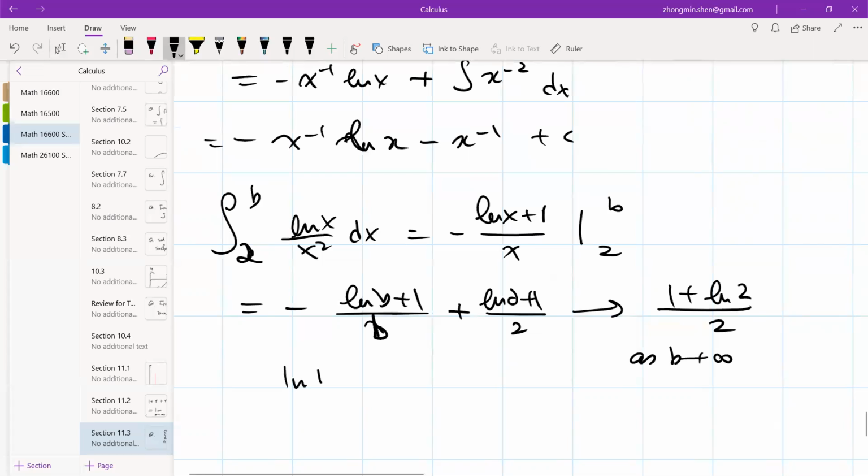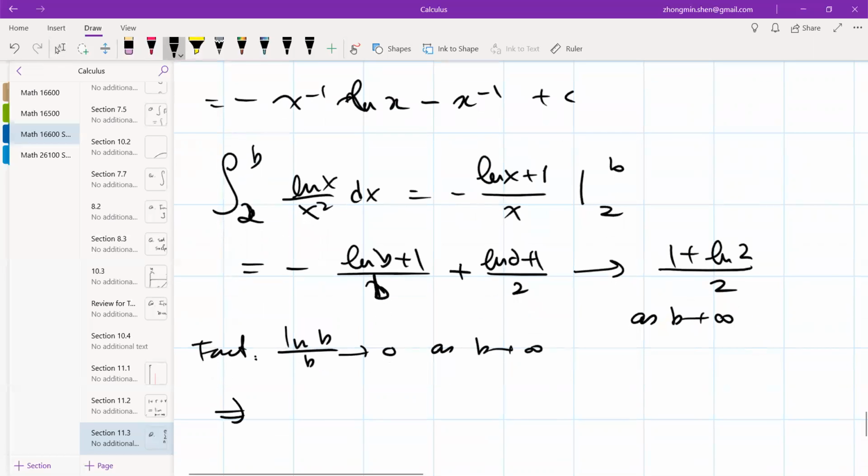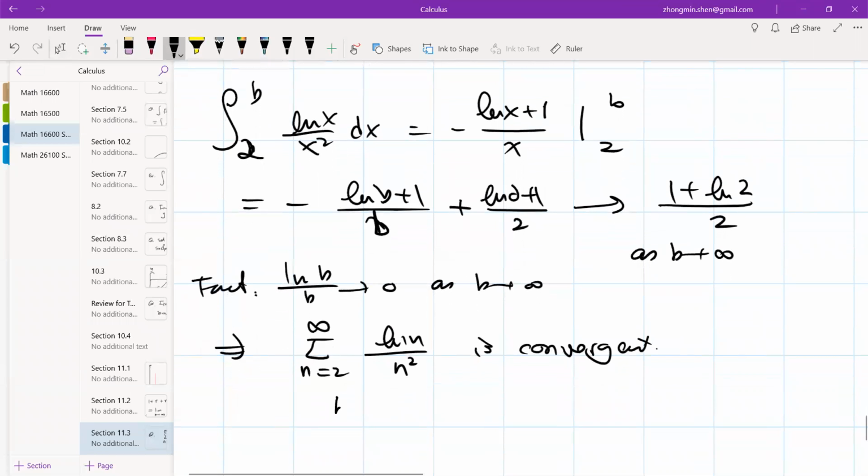Yeah, so natural log of b over b goes to 0, okay, as b goes to infinity. That's a simple fact. It's obvious. So use that to find the limit. So this implies this integral is finite. So this implies the sum from n equals 2 of natural log of n over n squared is convergent by the integral test. Okay, you have to say by which test? By the integral test.